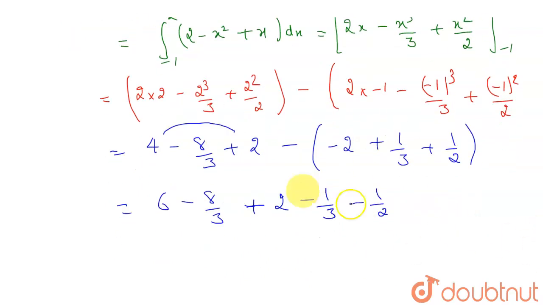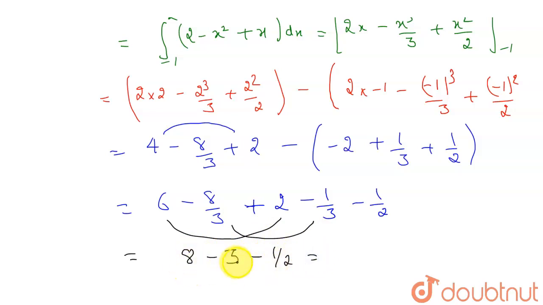So let me quickly calculate this. Again I can write 6 plus 2, 8. This minus 8 by 3 and minus 1 by 3 will give me minus 9 by 3, which is minus 3, and minus 1 by 2. So 8 minus 3 is 5, and 5 minus 1 by 2 is 4.5, which I can write as 9 by 2.